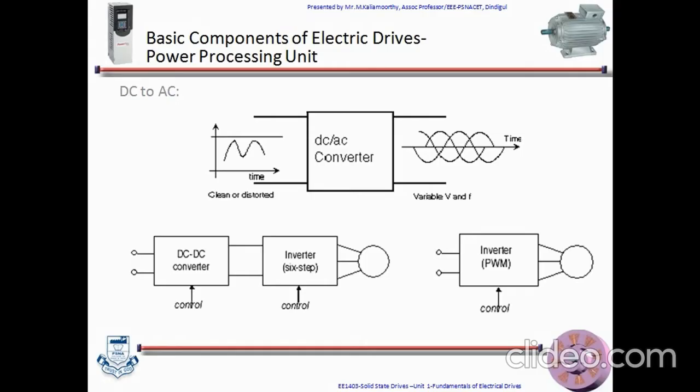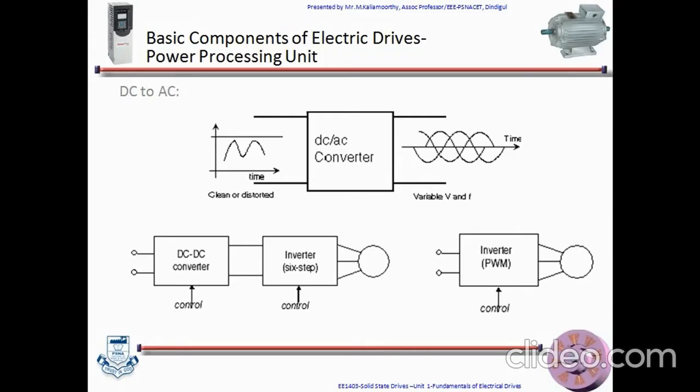The output voltage of a 6-step inverter has a higher harmonic content which is not preferable in most of the applications, but it can be used in a few applications where the harmonic limits are tolerable. But the PWM inverter output is an AC voltage which has less harmonic content when compared with the 6-step inverter.